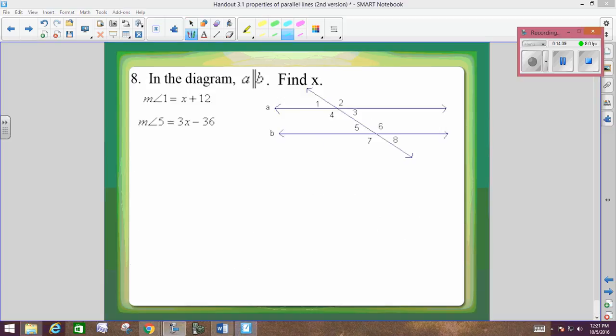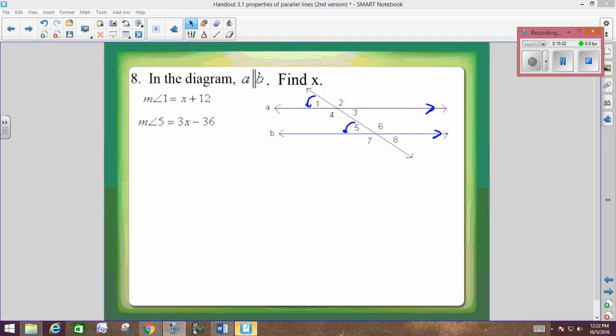At the bottom, number 8. In the diagram, line A is parallel to line B. We're supposed to find the value of x. Given the measure of angle 1 is x plus 12, so they give me information about 1. And the measure of angle 5 is 3x minus 36. So I'm looking at angle 1 and angle 5.